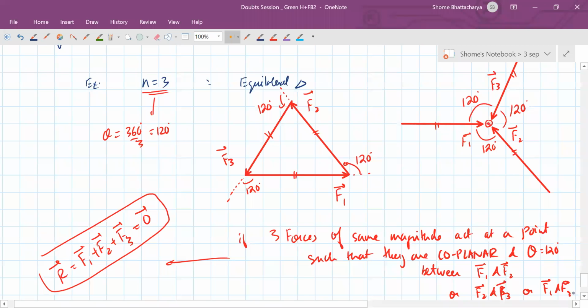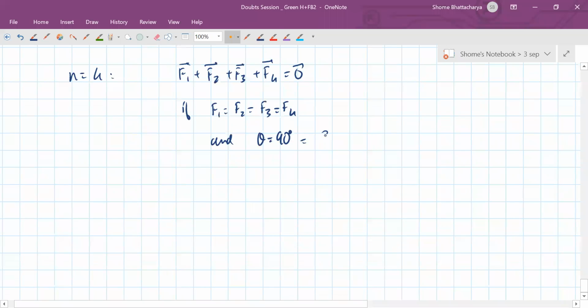Now, like that, if you visualize the case where n equal to 4, you will see that F1 plus F2 plus F3 plus F4 will also become 0 if their magnitudes are equal and theta is equal to 90 degrees, that is 360 divided by 4, between each pair. Because then they would look like this.